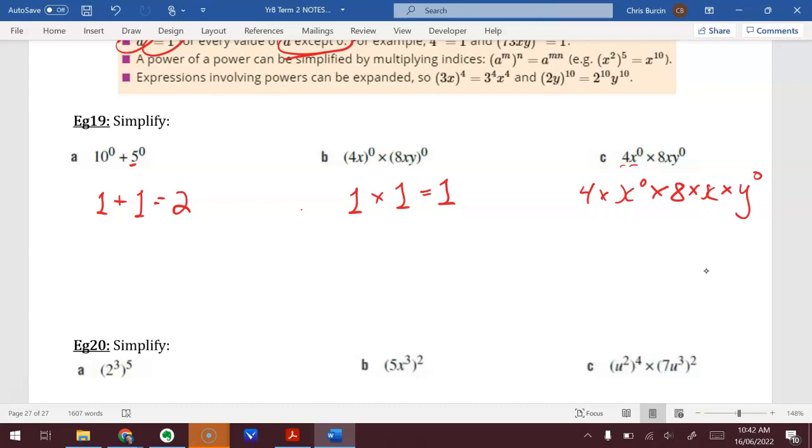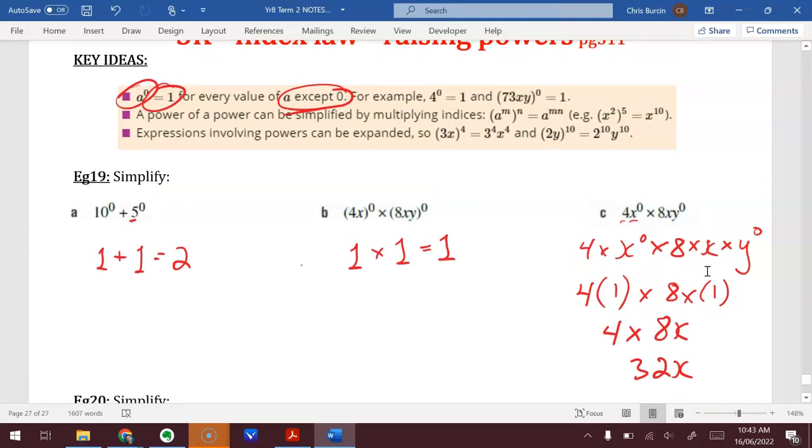So what is actually going on here? Well, then we've got 4 times x to the power of 0, which equals our friend 1, times 8 times x times y to the power of 0 is 1. 4 times 1 is 4 times 8x. I should make that x look xier. And which is the same as saying 32x. Okay, so that's to the power of 0. That's fun for the whole family.